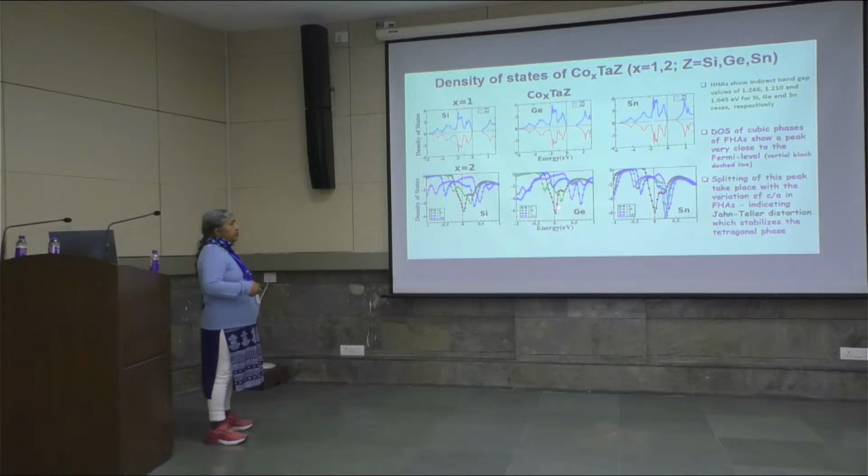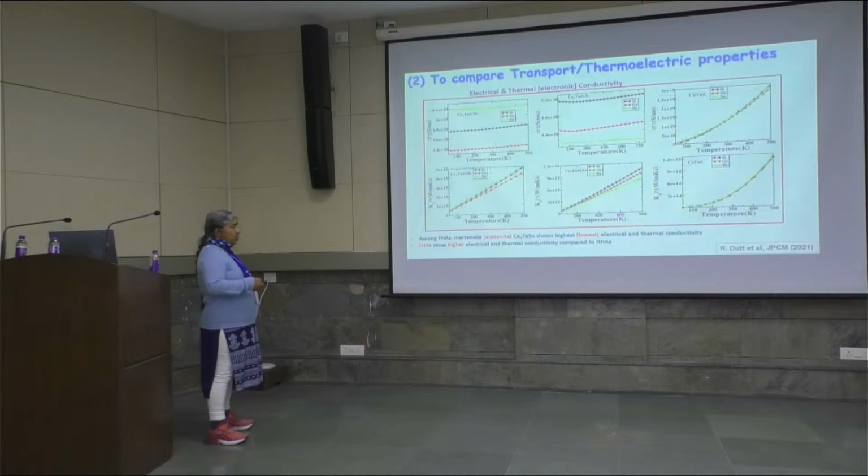At higher temperature, there is a splitting, which is a Jahn-Teller distortion, and this is very famous for these full Heusler alloys. This is the reason for the Jahn-Teller distortion, because of the symmetry breaking. They are more stable at lower temperature in the martensite phase.